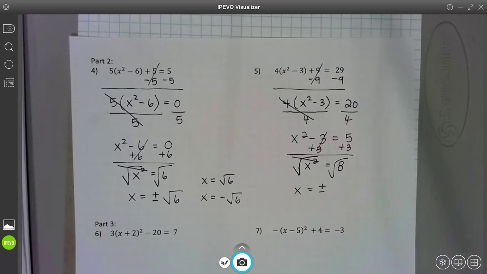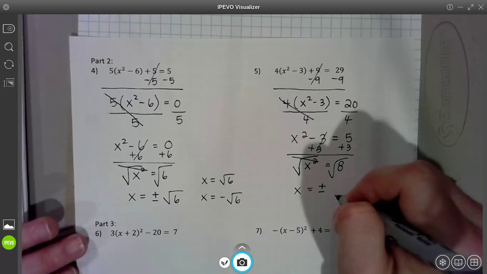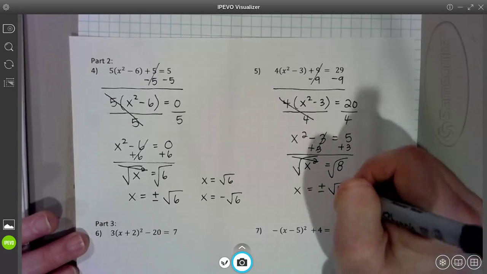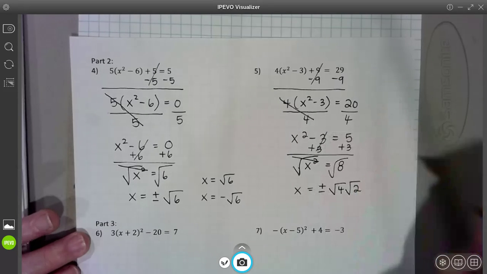All right, now look at the square root of 8. Can you take the square root of 8 and get a whole number? No. But can you simplify the square root of 8? Is there a perfect square that will divide evenly into 8? What's the biggest one? It's 4. So we can simplify this. We'll make it the square root of 4 times the square root of 2.